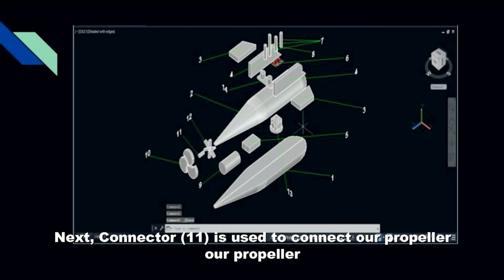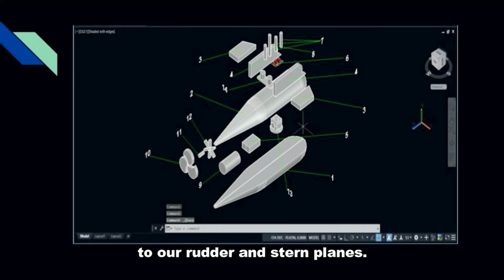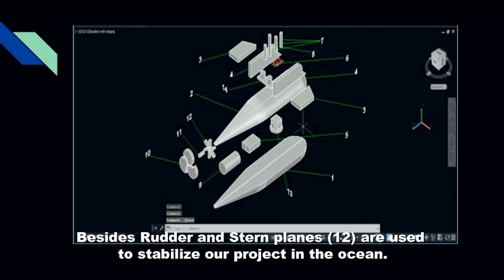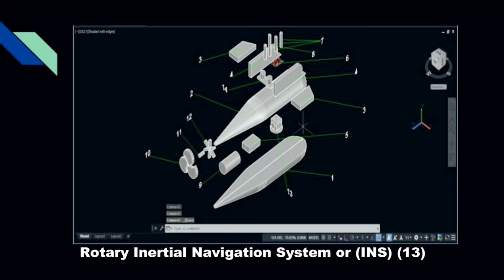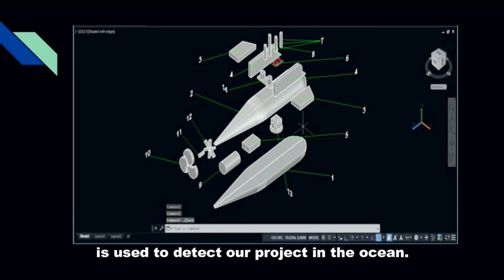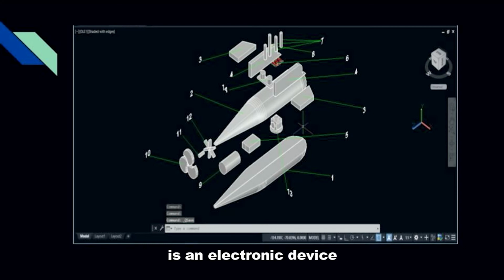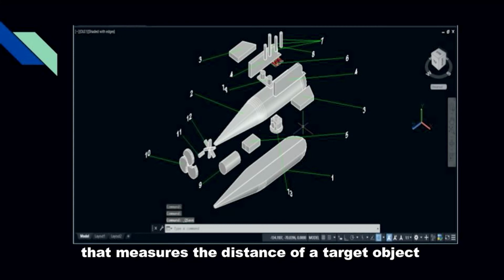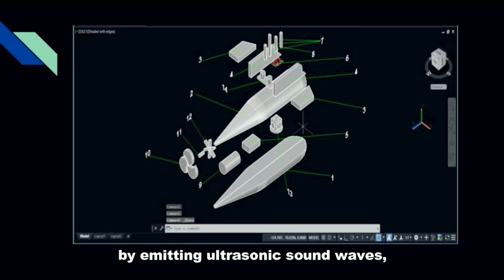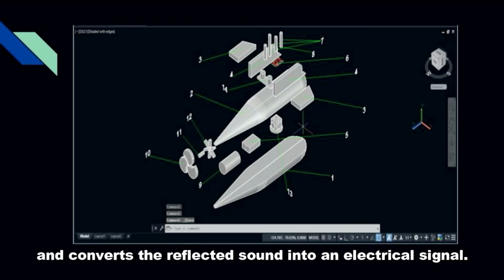Next, connector 11 is used to connect our propeller to our rudder and stern planes. Besides, rudder and stern planes, number 12, are used to stabilize our project in the ocean. Rotary Inertial Navigation System or INS, number 13, is used to detect our project in the ocean. Lastly, the ultrasonic sensor, number 14, is an electronic device that measures the distance of a target object by emitting ultrasonic sound waves and converting the reflected sound into an electrical signal.